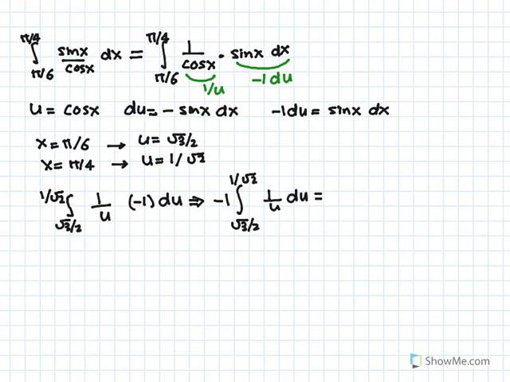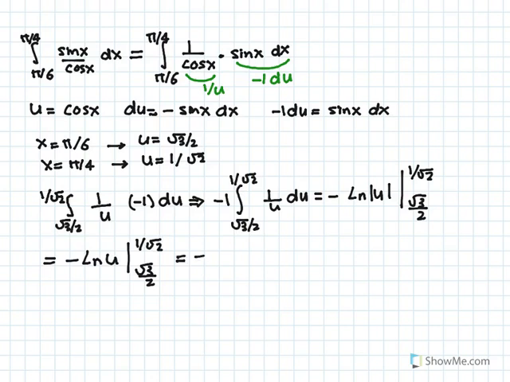Let's integrate this, and we get minus log of the absolute value of u from root 3 over 2 to 1 over root 2. Since both of the u limits are positive, we don't need the absolute value. So I will rewrite this as minus log of u from root 3 over 2, the lower limit, to the upper limit, 1 over root 2. Applying the fundamental theorem of calculus, plugging the upper limit in, we get log of 1 over root 2, minus log of root 3 over 2.